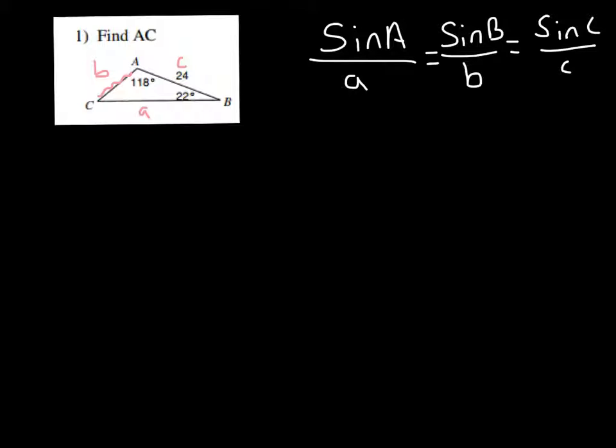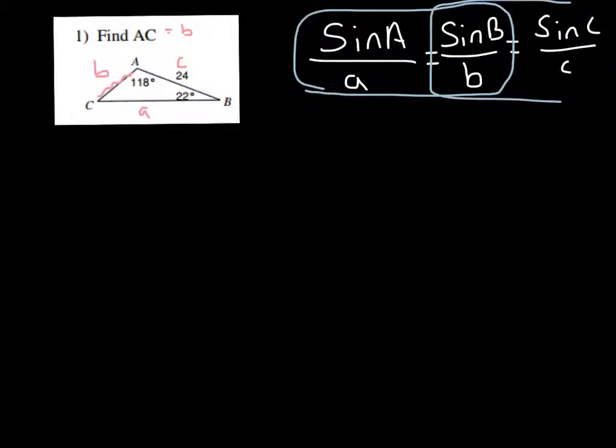And so I'm going to call AC B for now, and then I'll solve for it using that variable. You want to pick which part of the law of sines you want to use. You don't need the whole thing. You really only need any set of two of these, and you could do sine of C over C equals sine of A over A. You just really need to set up a proportion.